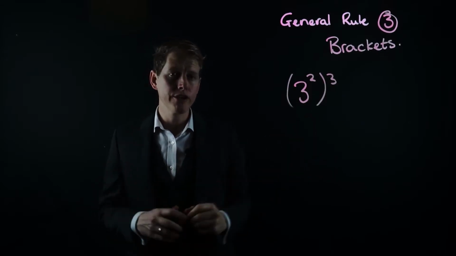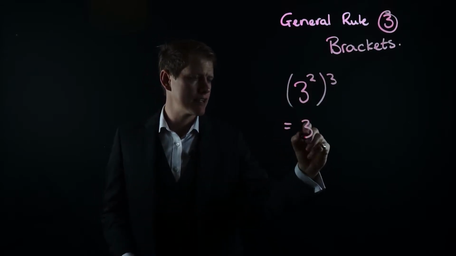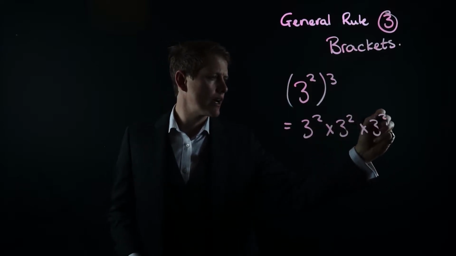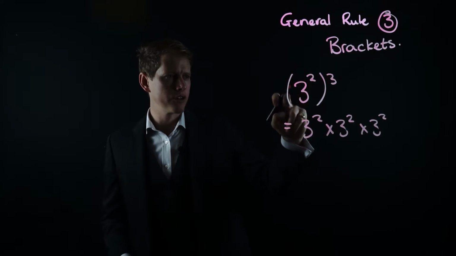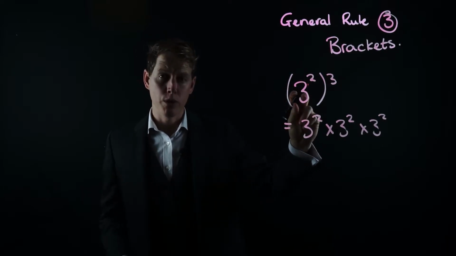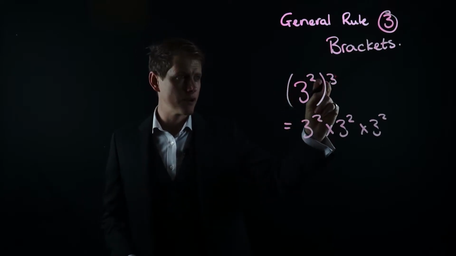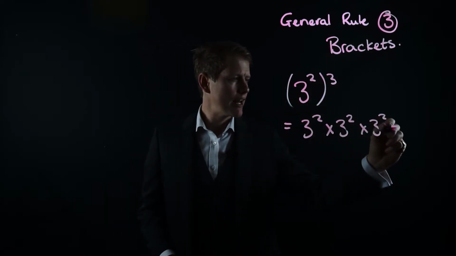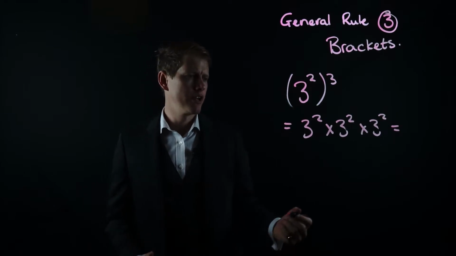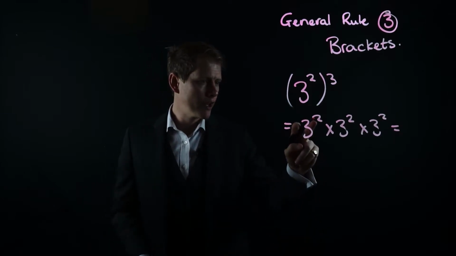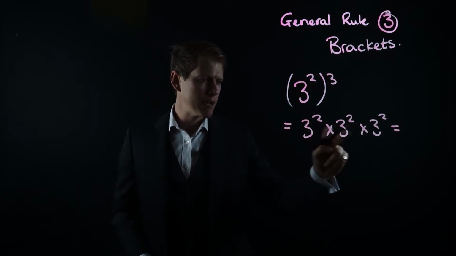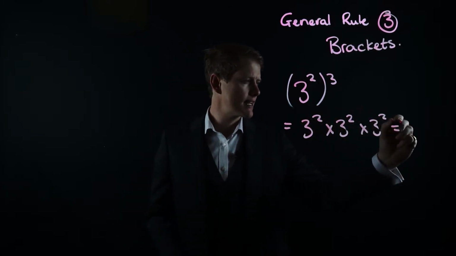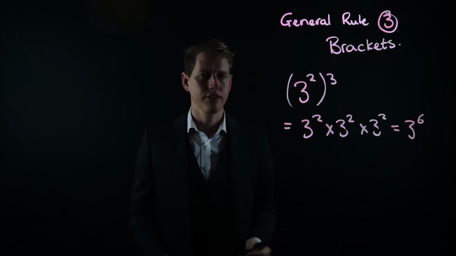Okay, well, we could rewrite this expression again longhand as 3 squared times 3 squared times 3 squared, because what we're doing is we've got 3 squared and we're raising it to the power of 3, so we are multiplying 3 squared by itself 3 times. And applying the rule that we've just worked on, general rule number 1, if I'm multiplying and the bases are the same, I can add the indices. So 2 plus 2 plus 2 is 6. So this becomes 3 to the power of 6.